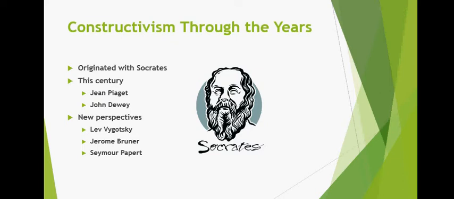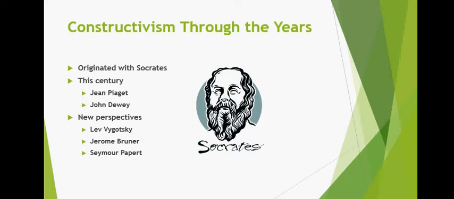As constructivism continued to evolve, new perspectives were introduced by Lev Vygotsky, Jerome Bruner, and Seymour Papert. Vygotsky introduced the social aspect of learning into constructivism. He defined the zone of proximal learning, which means when students solve problems that are just outside of their developmental level, with guidance and collaboration, learning occurs.